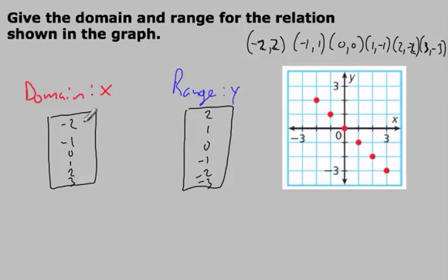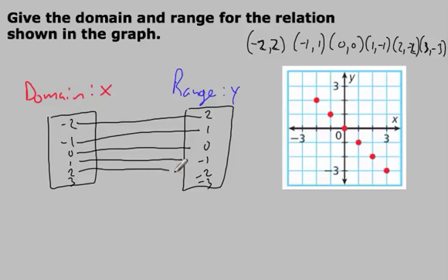Now, if I input -2, it leads me to 2. And the relationship for -1 is it relates to 1. 0 relates to 0. 1 relates to -1. 2 relates to -2. And 3 relates to -3. Now, they don't always have to line up directly across. We could cross down here and relate -2 to -3. But if we look, -2 is not related to -3 because there is no point there. So I won't connect that one.